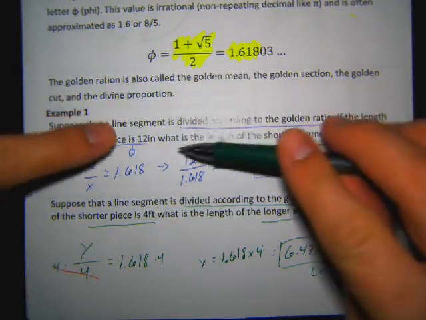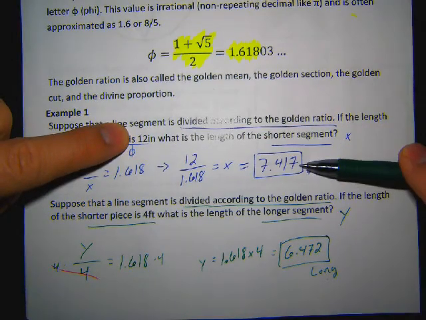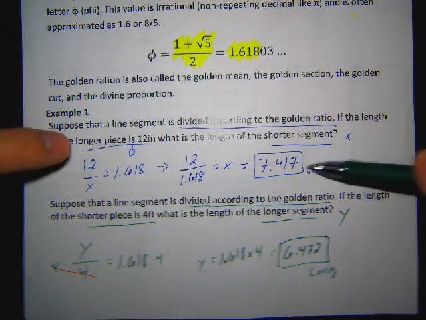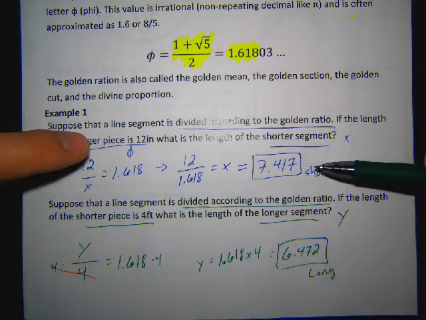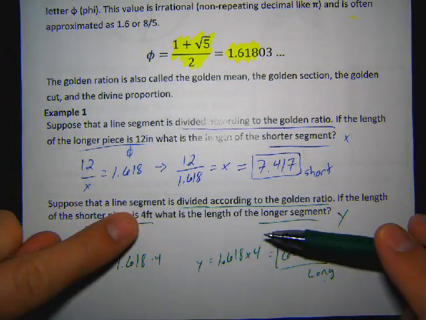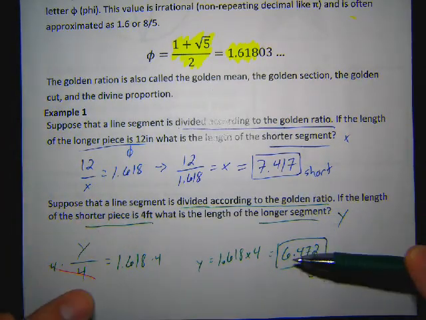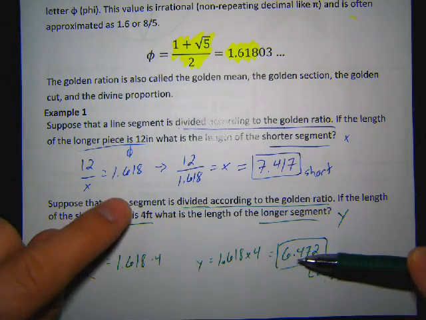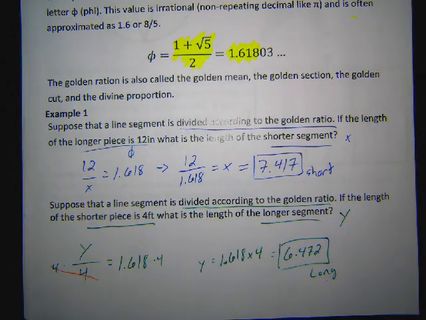Like here, I start with the long piece. My answer should have been shorter, so I'm looking for the short piece. So 7.4 is definitely shorter than 12. Here I was looking at the short piece and looking for the long piece, so I wanted an answer that was bigger than 4. And 6.4 is definitely bigger than 4. So that helps to make sure you're doing it in the right direction.